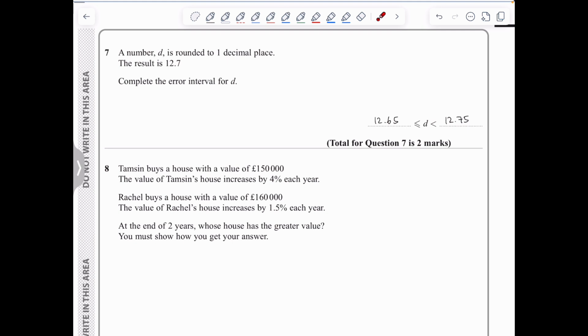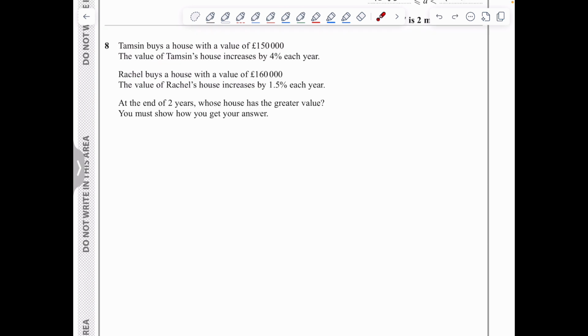place. In question 8, we've got Tamsin that bought a house for 150,000. This increases by 4% each year. And then we've got Rachel that bought a house for 160,000, increasing by 1.5% each year. At the end of 2 years, whose house has the greater value? And we need to show how we got our answer.